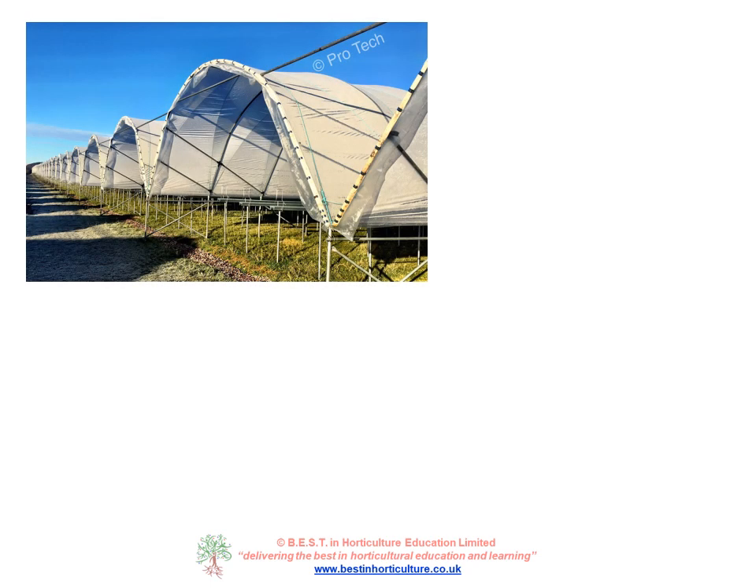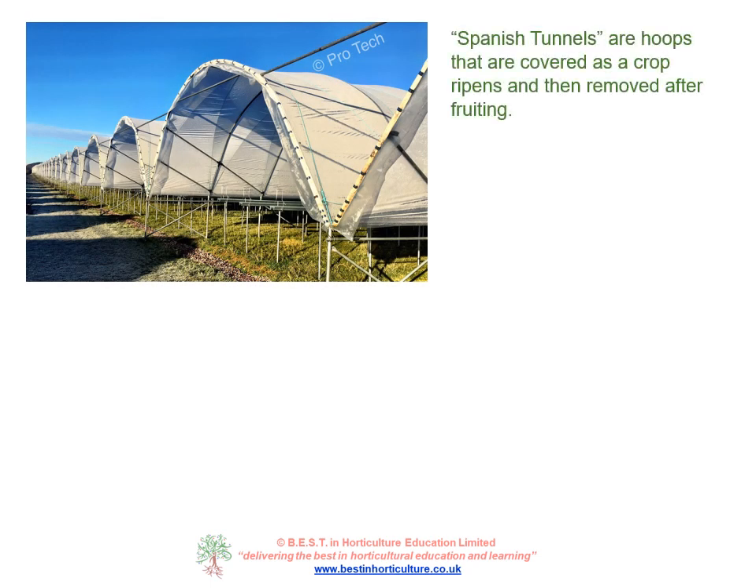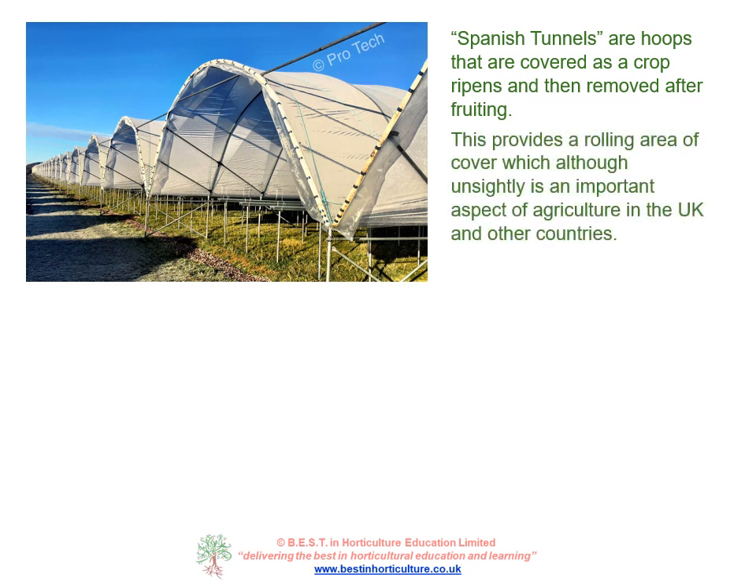A slight variation are the Spanish tunnels. These are hoops that are covered as a crop ripens and then removed after fruiting. This provides a rolling area of cover which, although unsightly, is an important aspect of agriculture in the UK and other countries, particularly for soft fruit production, for example strawberries.